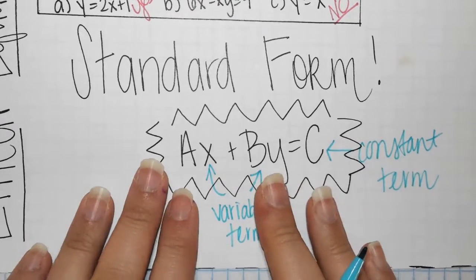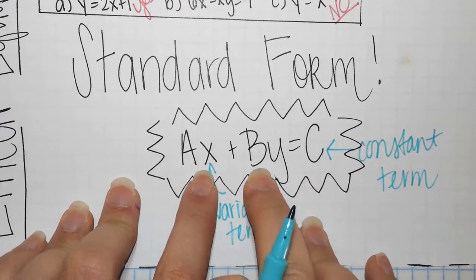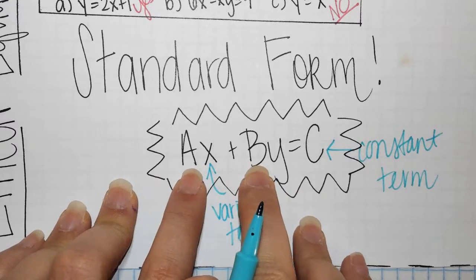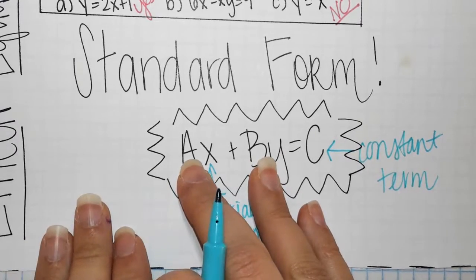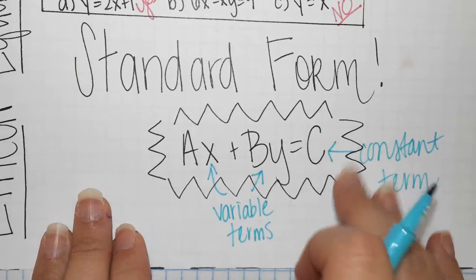So, standard form looks like this when x and y are on the same side. So they have to be on the same side of the equal sign, and it has to equal a constant term over here.